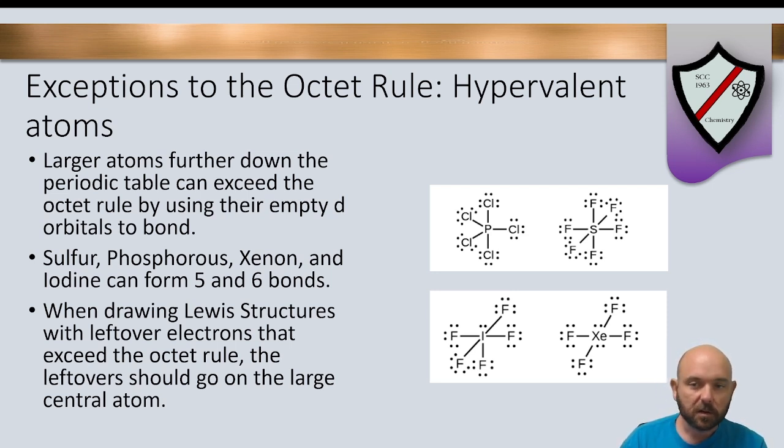These atoms are large enough that they can form 5 and 6 bonds, and so if you run into Lewis structures where you have a ton of electrons and one of these atoms, use that atom as the central atom and throw any extra electrons, whether that be extra bonds or extra lone pairs, on those large central atoms to draw those octets. So that's the discussion for the Lewis structures.